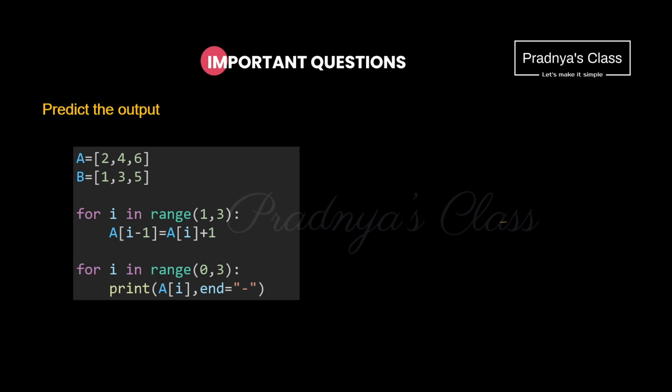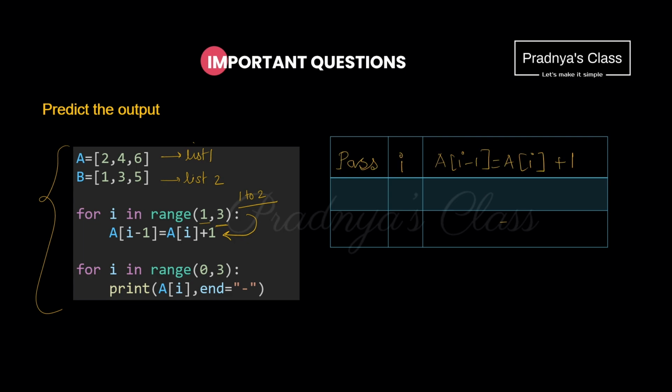Here is one more code and we need to predict the output. Understand the code carefully. The previous question was simple, that's why we did not draw the dry run table. But if it is complicated, you must do it. Alright, look at the code. There are two lists. Here is list 1 and here is list 2. We can see a for loop which is executing from 1 to 3. 1 to 3 means it will execute from 1 to 2. And inside the loop, we are changing the elements of the list. I am not going to take the risk. Here is the dry run table. Let's figure out the values in each pass.